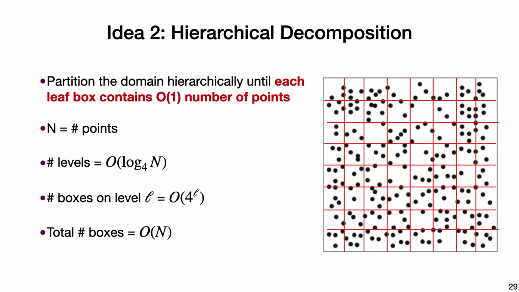So the number of bounding boxes at the top is 1, sorry, L is 0. 4 to the 0 is 1, and that's just the root. And one level down from there is 4, and 16 and so on. And at the end, the total number of boxes is n, because 4 raised to log base 4 of n is n.